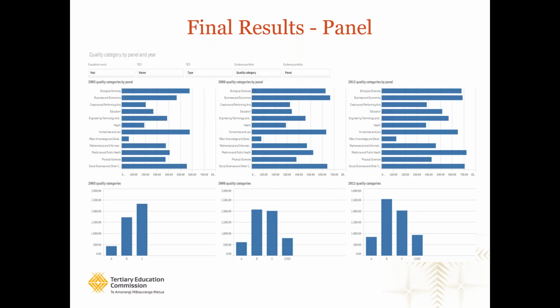This sheet shows the funded quality categories by panel and year. It enables you to see panel shifts in total funded quality categories over the quality evaluation rounds. Again, the top graph shows the panel name on the y-axis and the number of funded quality categories on the x-axis, by 3, 6, and 12. The bottom graph shows the number of funded quality categories on the y-axis, and the quality category type on the x-axis, so A, B, C, and C and E.